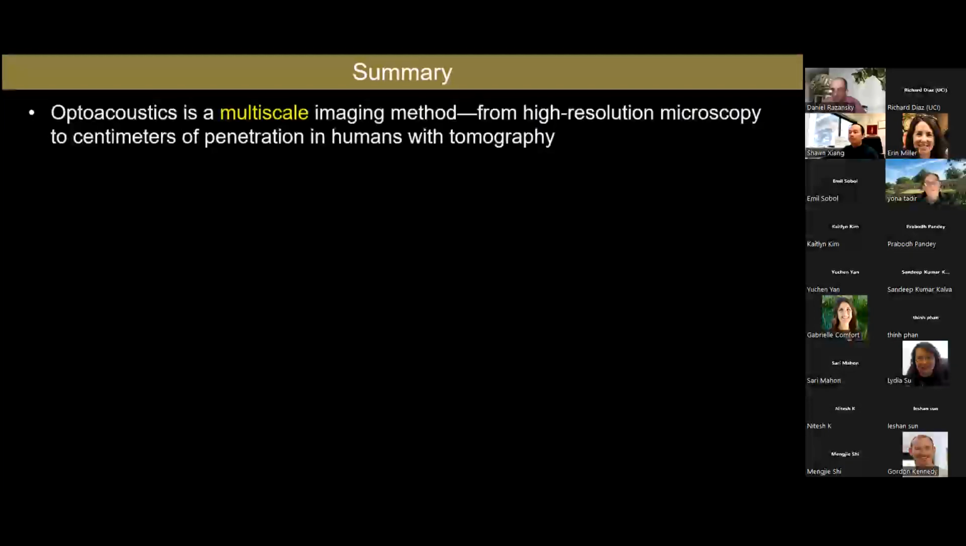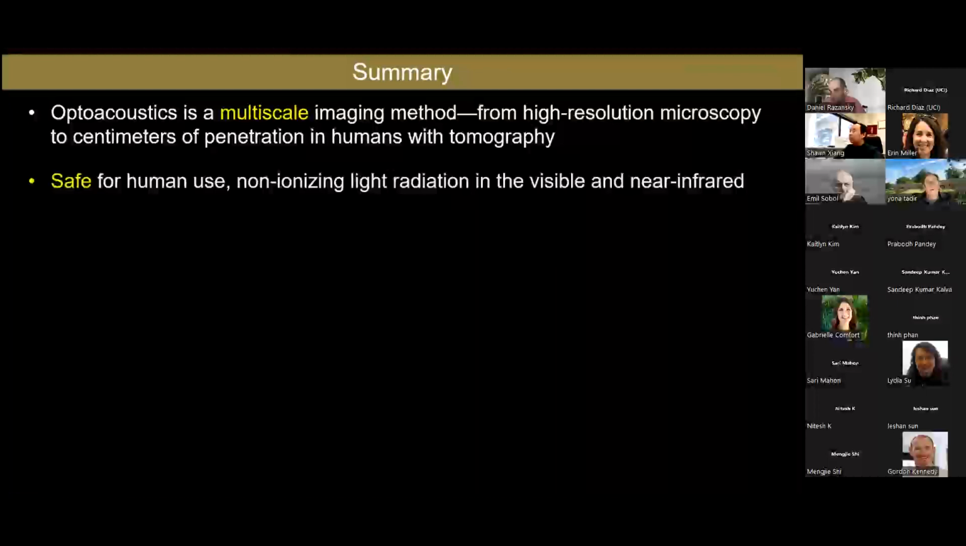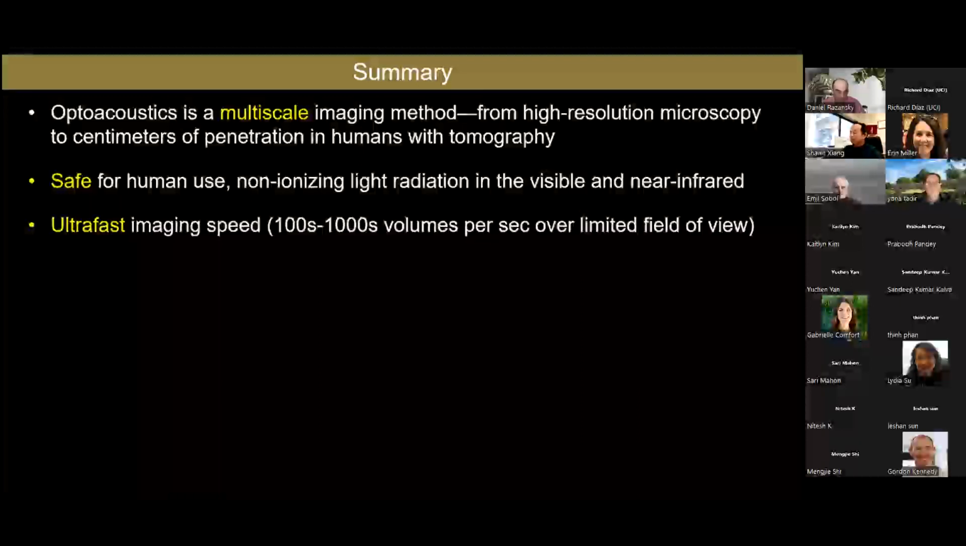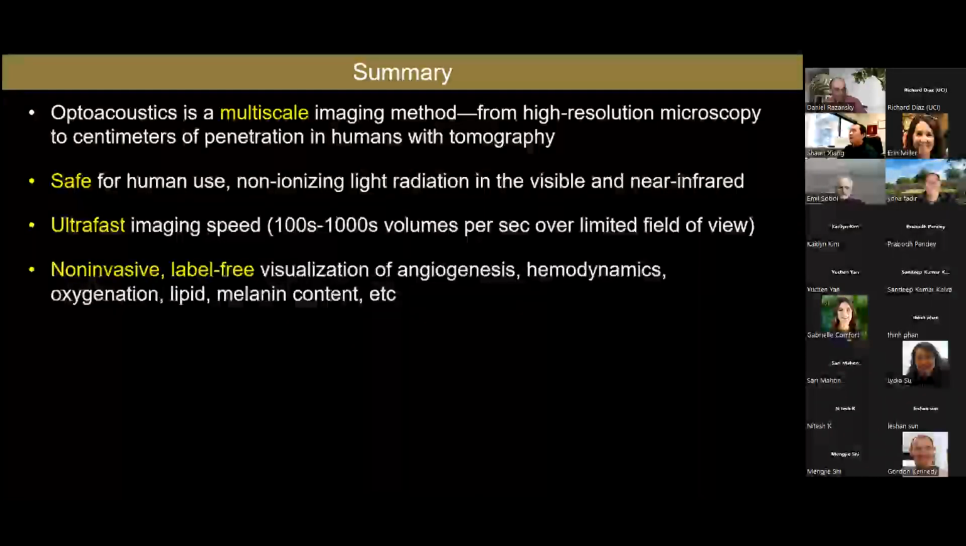What I've shown you today is that optoacoustic imaging is a multi-scale method that can take you all the way from high-resolution microscopy to centimeters of penetration in human subjects using tomographic approaches. It's safe for human use because it uses non-ionizing radiation in the visible, and mainly in the near-infrared spectrum. The imaging speed could be very fast, even 1,000 volumes per second over limited fields of view. You can do label-free imaging of intrinsic tissue contrast that has to do with angiogenesis, for example, hemodynamic changes, oxygenation, and some other useful content of melanin or lipids.